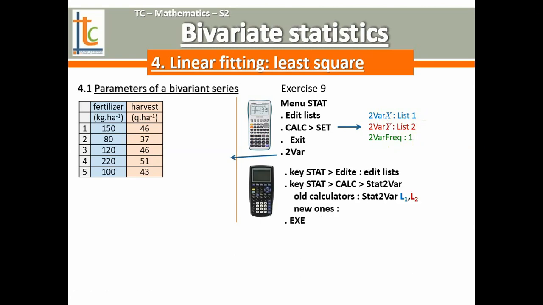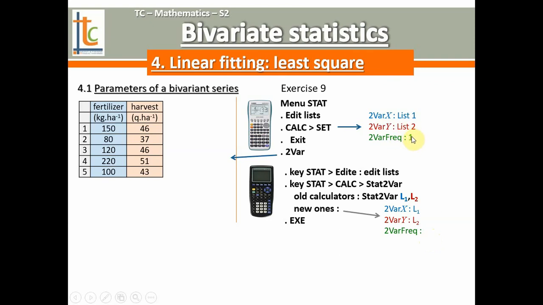Then with Texas, you have to use the key stat, of course, edit to enter data in lists, and then calc to choose stat 2-var, and to make your calculator notice that you need list 1 and list 2. In most models of calculator now, you've got just a page to fill with X list, list 1, Y list, list 2, and freq list, nothing. Okay, so when there is no frequency list, you have to tell 1 to Casio and nothing to Texas. That's a little difference between them.